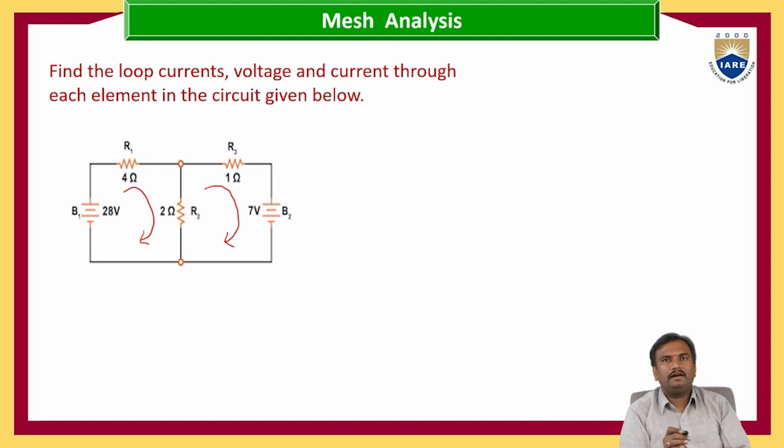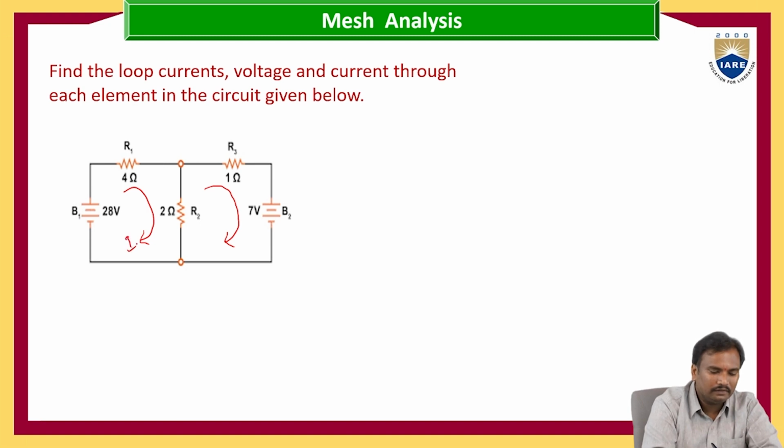Whatever the directions are, they are our assumptions. Based on the exact values, we may get a positive or a negative value for the currents. If the actual current is in the reverse direction, then we are going to get a negative value. That indicates that the current is in the reverse direction. So here, this is I1 and this is I2.